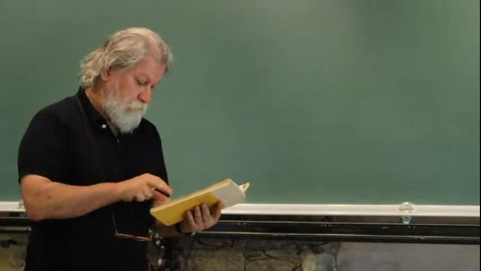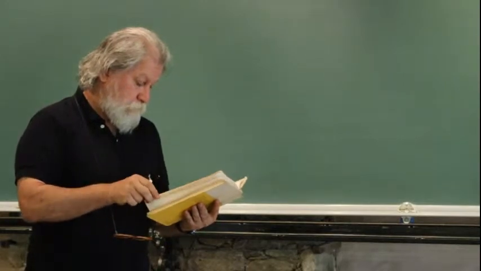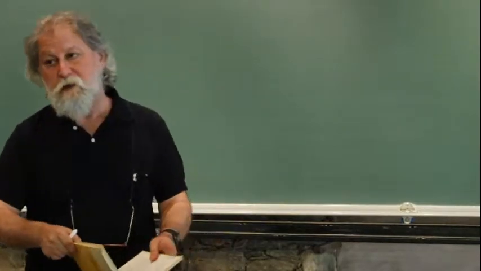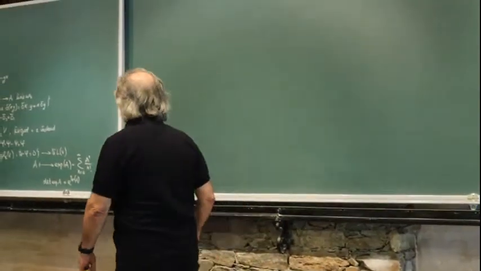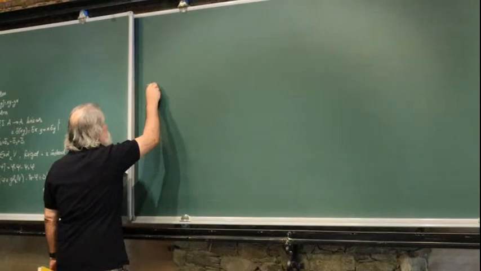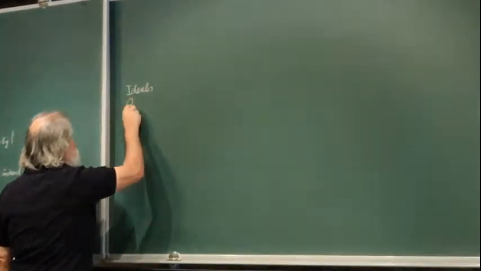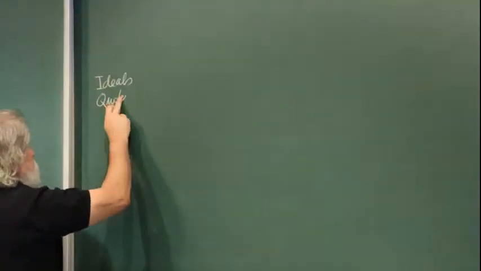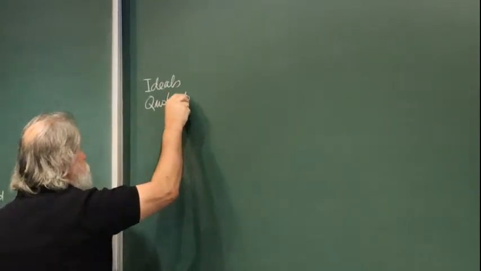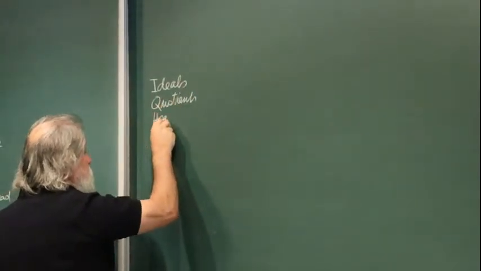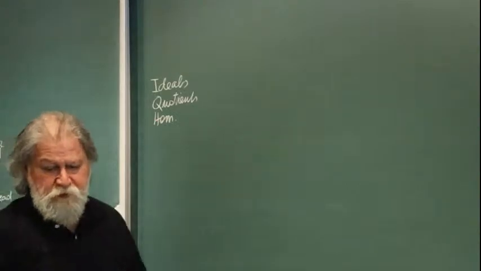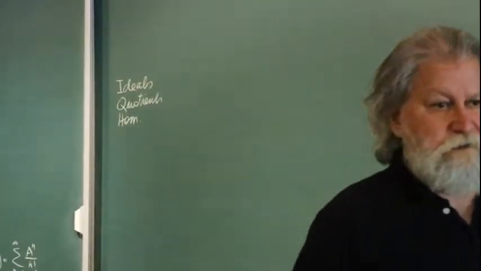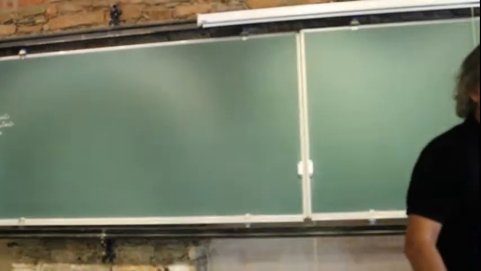What else? We have seen ideals, right? Ideals, quotients, homomorphisms, and the fundamental theorems and so on. Everything is valid. Her şey geçerli burada da.